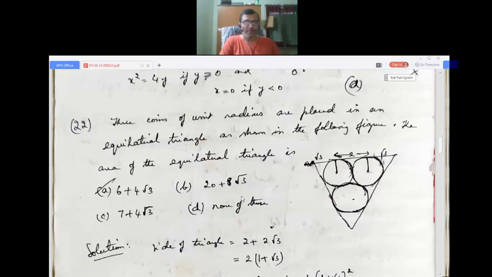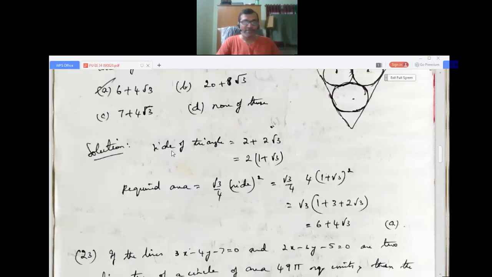Second option, 20 plus 8 root 3. Third option, 7 plus 4 root 3. Fourth option, none of these. As I explained, the side of the triangle is 2 plus 2 root 3. 2 is common, so 2 into (1 plus root 3).